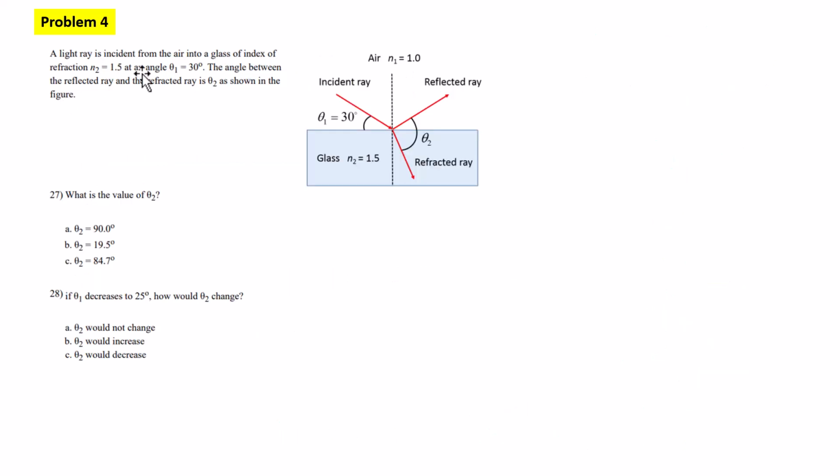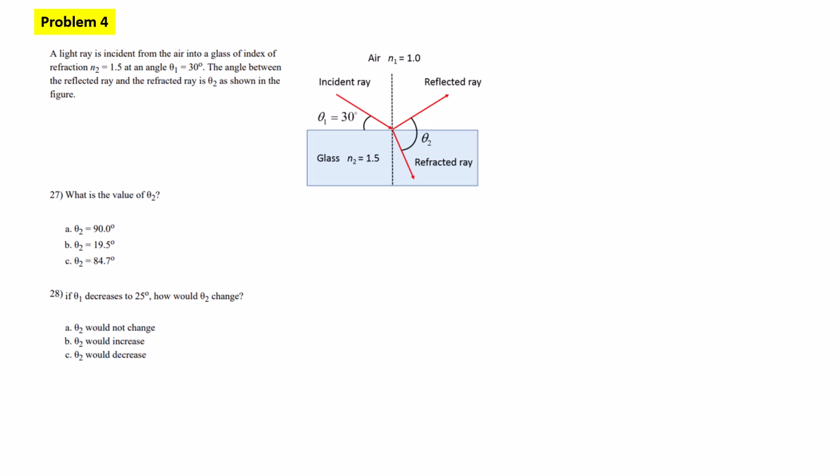All right, here's problem 4. It says, a light ray is incident from the air into a glass of index of refraction n2, which is equal to 1.5, at an angle theta 1, which is equal to 30 degrees. The angle between the reflected ray and the refracted ray is called theta 2, this large angle over here. So what is the value of theta 2?